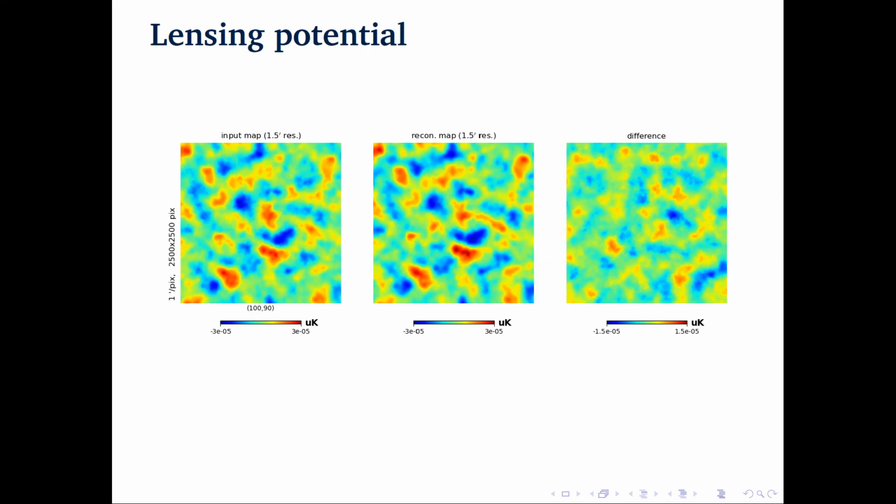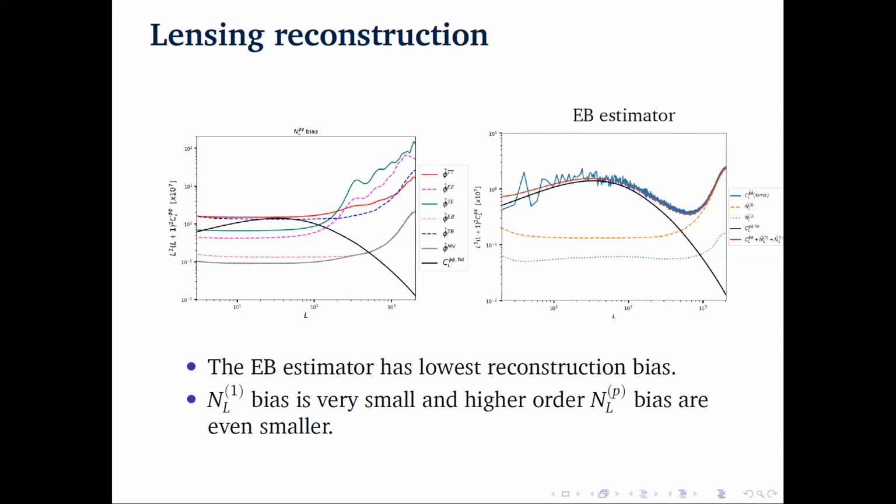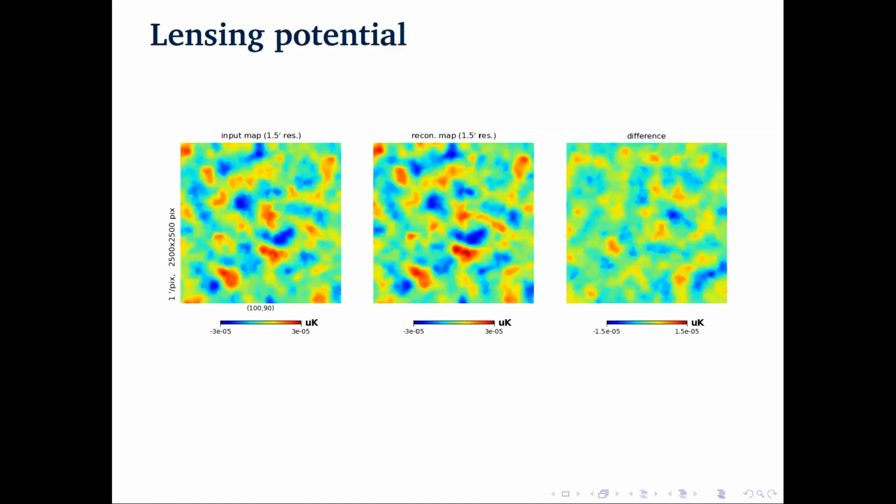Okay, and here is a reconstructed map of the lensing potential. This is the input lensing potential map, and this is the one we reconstructed from the EB maps. This map basically has the power spectrum that is shown here in blue. And you can see that it reconstructs the input lensing potential to a certain extent, but it still has some bias.